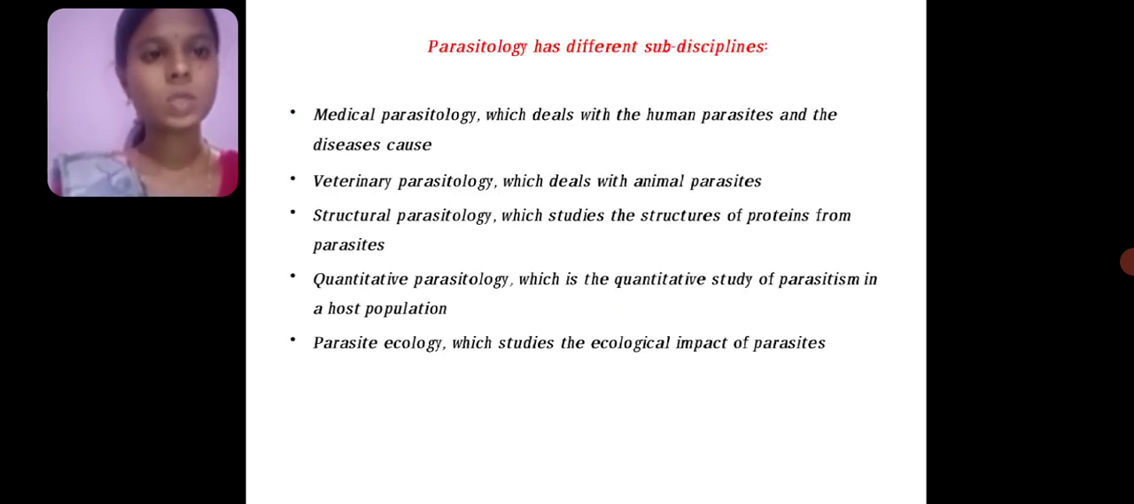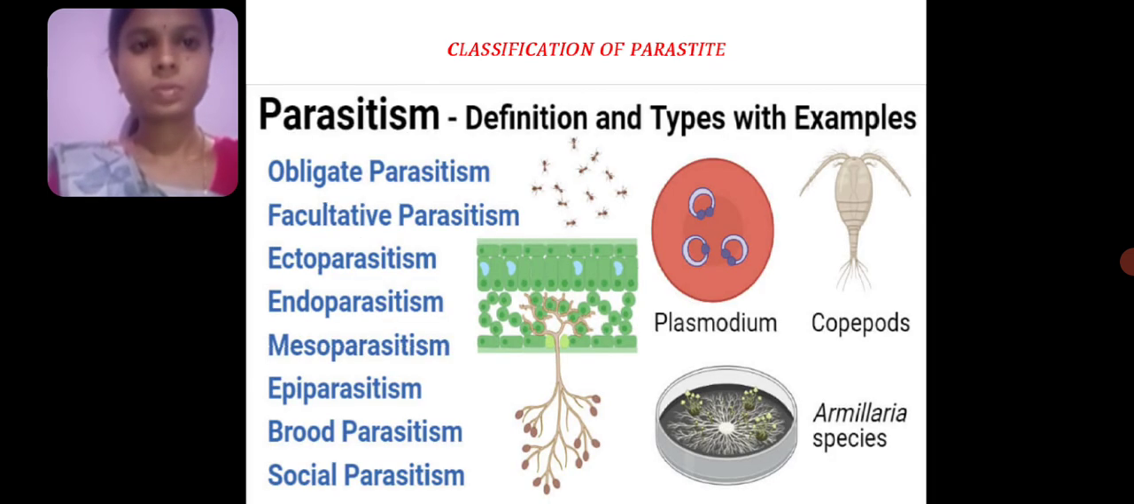Next, parasitology has different subdisciplines: medical parasitology, veterinary parasitology, structural parasitology, quantitative parasitology, and parasites of ecology. Next, classification of parasites: umbilicate parasitism, speculative parasitism, ectoparasitism, endoparasitism, mesoparasitism, epiparasitism, protoparasitism, social parasitism.